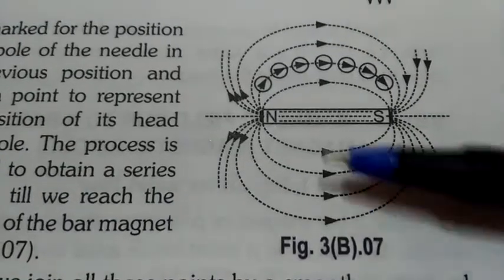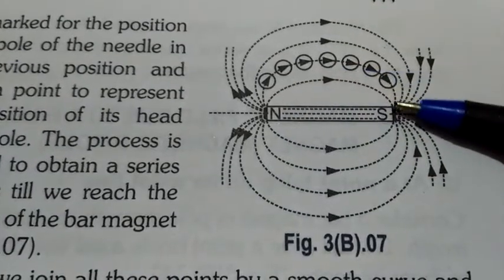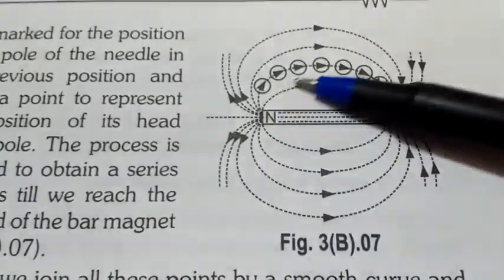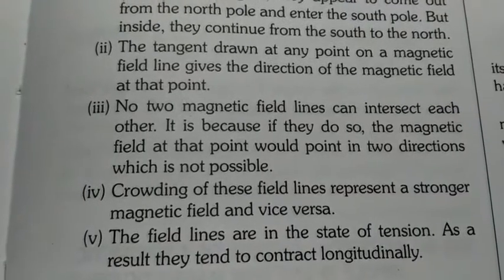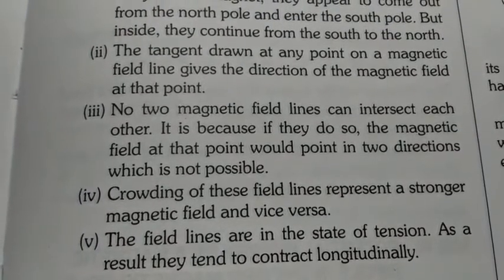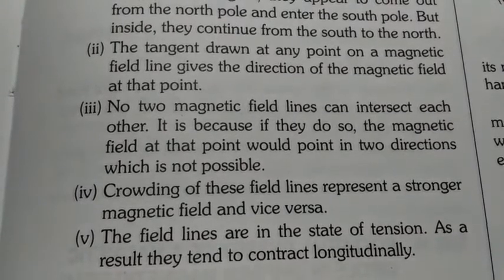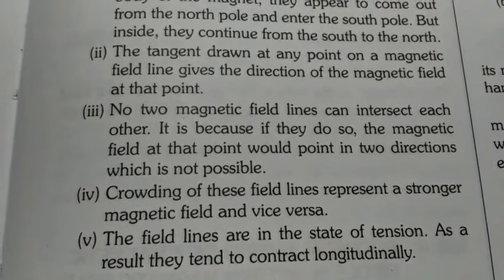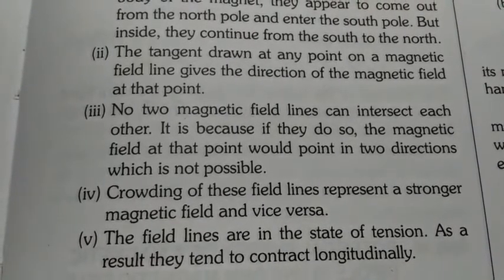So here you can see in this diagram that outside, the direction of field line is from north to south, and inside the magnet they move from south to north, hence they form one loop. No two magnetic field lines can intersect each other. It is because if they do so, the magnetic field at that point would point in two directions, which is not possible. Next, crowding of these lines represents a stronger magnetic field and vice versa.